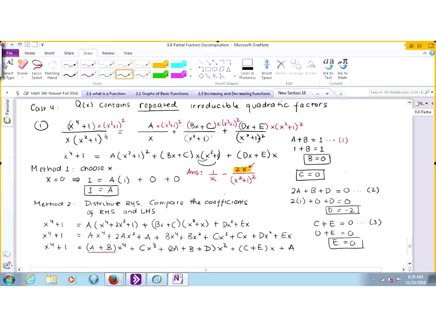You have to start with x squared plus 1 raised to the first power, and then square, and then the next one is cube, and then the next one is 4. So that's the procedure. When it's repeated, you have to do it with the power 1, and then 2, and then 3, and then whatever power it is. Okay? So it's just the procedure.